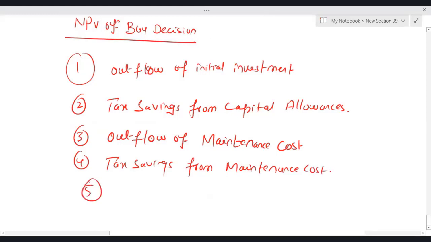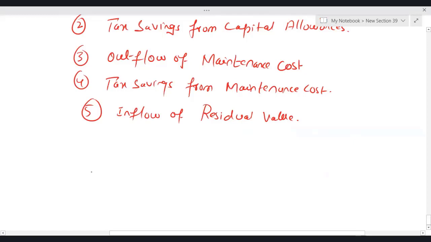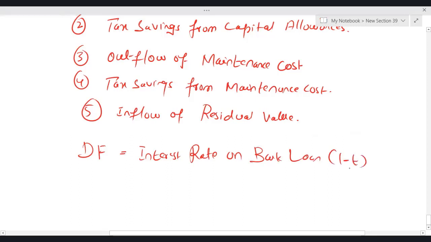Fifth, if there is a residual value, scrap value, then inflow of residual value. And discount factor will be same. That is interest rate on bank loan, simply times 1 minus tax rate.